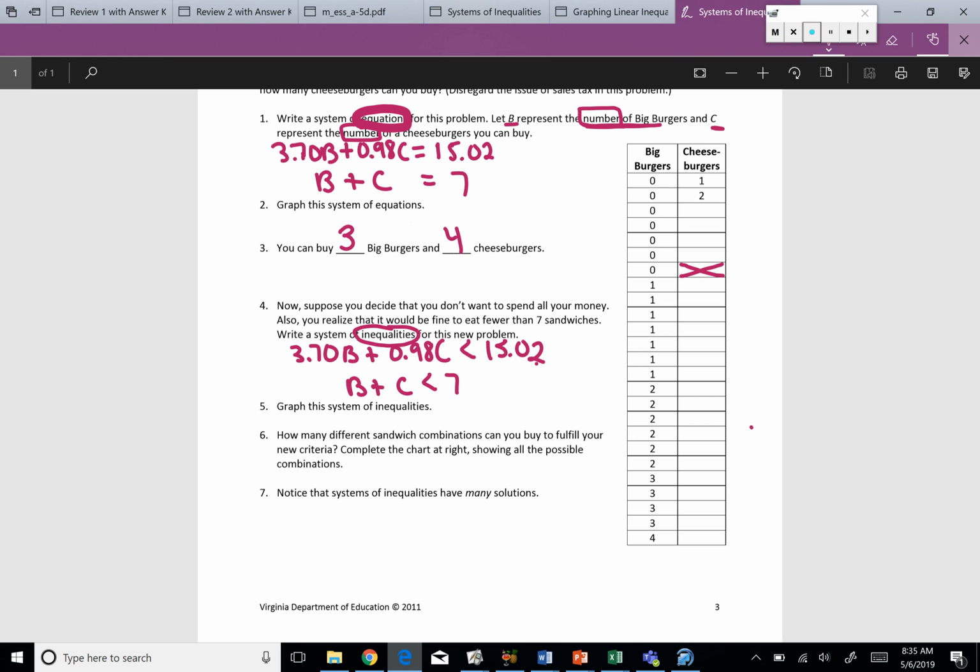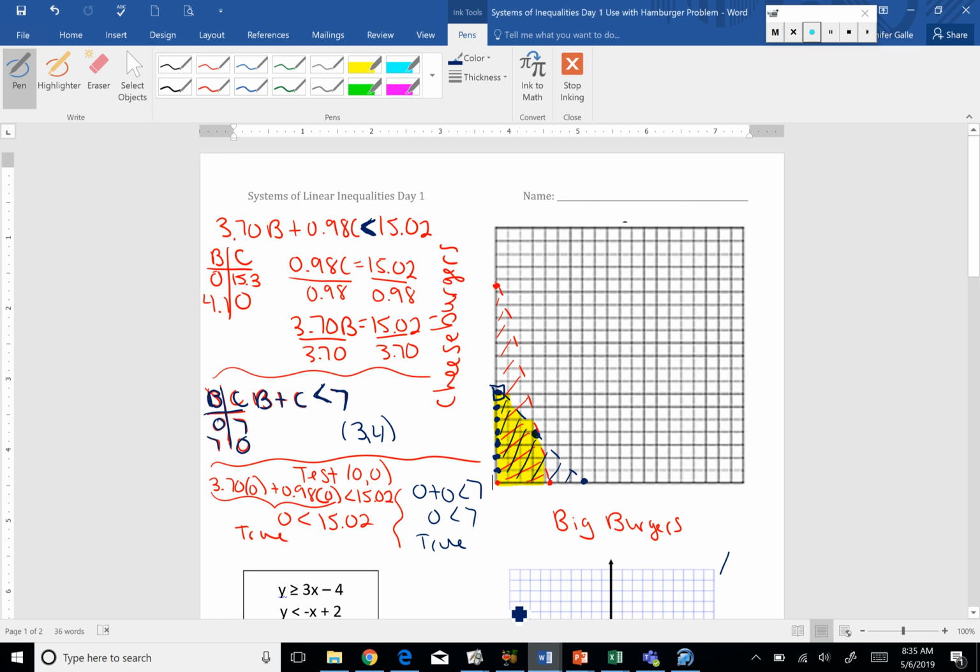0.7 doesn't work because it ends up on the dotted line. So what I have highlighted on my graph, you should have this filled in on your chart. These are the ordered pairs I've highlighted on my graph. They are in our solution region.